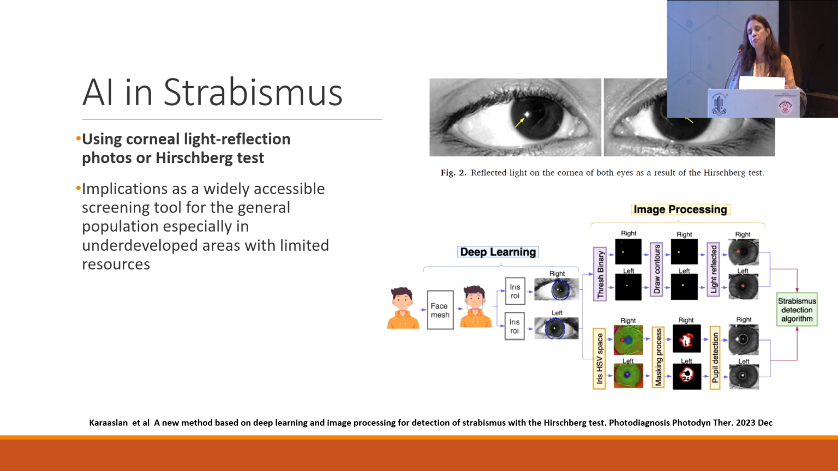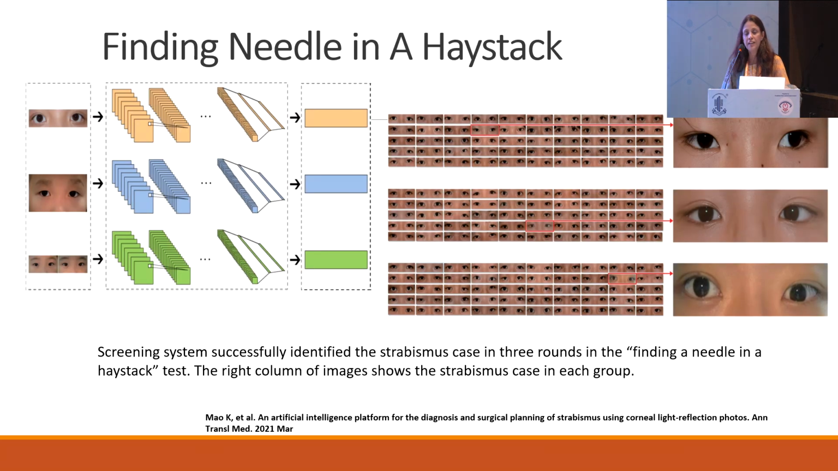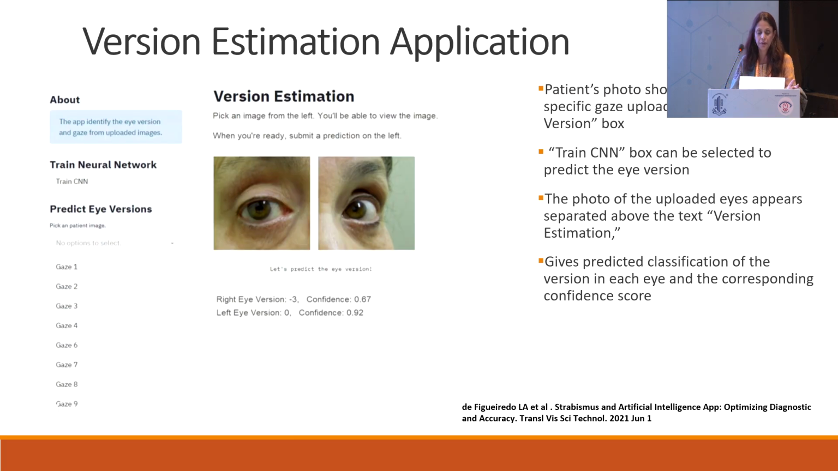Another tool is using only the Hirschberg test images, or the light reflection test as we call it. And if it works well, it will have a very wide application in rural areas also. It will be like finding a needle in a haystack amongst all the images. It will be very, very helpful. If we have so many images and this tool works well, we'll be able to see which children are actually having strabismus and require immediate referral to the hospital for their further management.